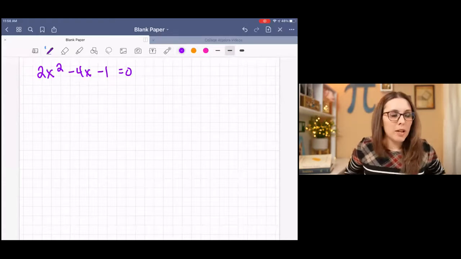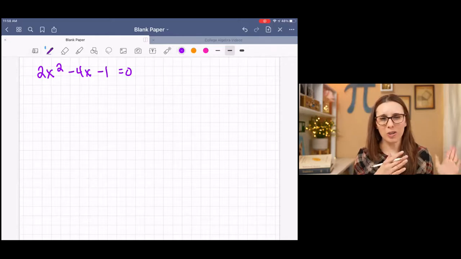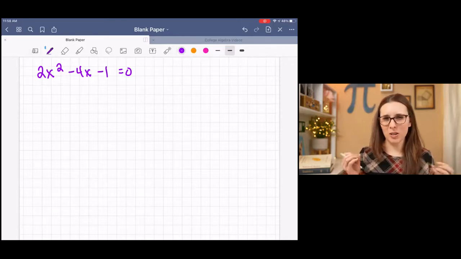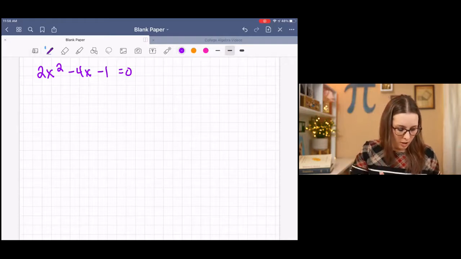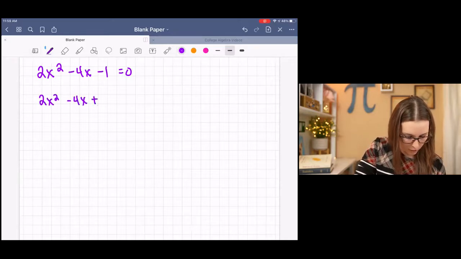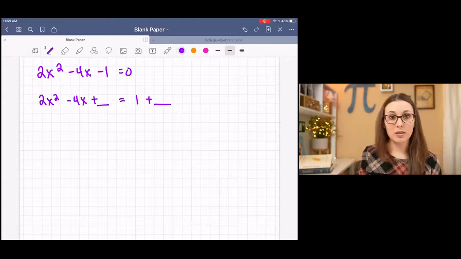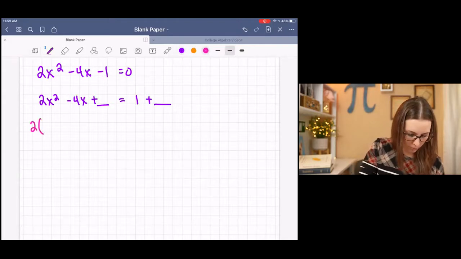And like I mentioned, we are going to have to factor out the 2 first, but before I factor out the 2, I'm actually going to move the 1 over. It's just going to make it a little bit easier so we don't have to deal with so many fractions in the process. So I'm going to move 1 over. I'm looking for a new c value, which goes on both sides. And then I'm going to factor out this 2.